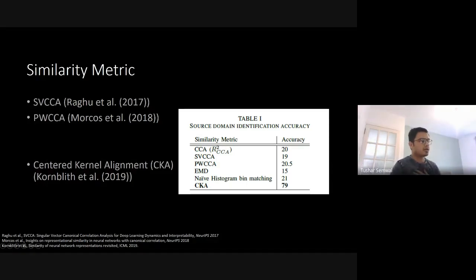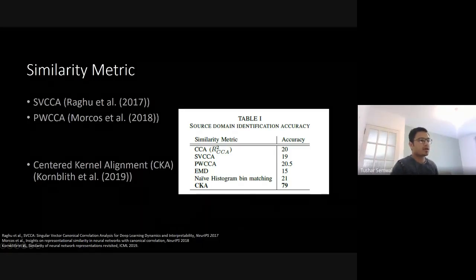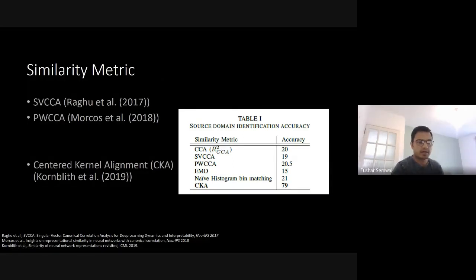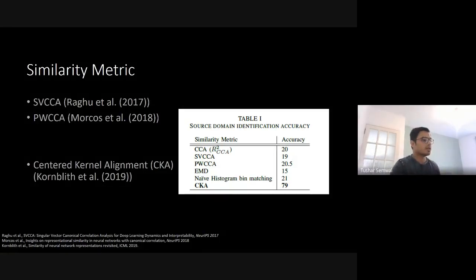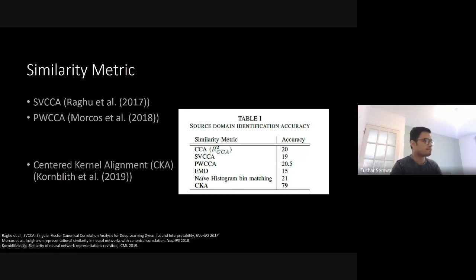We started with canonical correlation analysis, also called SVCCA and PWCCA, which were presented at NeurIPS in '17 and '18. But when we considered them in our case, we found that the accuracy was lower, as you can see in the table. So we moved on to centered kernel alignment, CKA, because CKA does not depend upon the number of data samples, while SVCCA and PWCCA require more samples, for example more than 10,000, which is not possible in a federated scenario where clients may not have that many data samples. When we compared the similarity metrics on accuracy in finding the right source model, CKA did well, as we hypothesized.